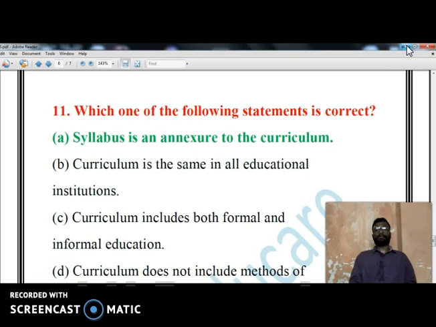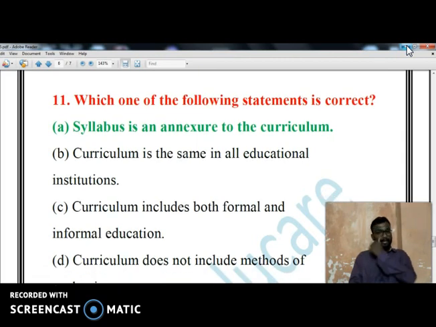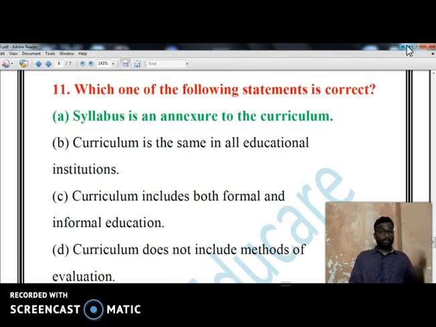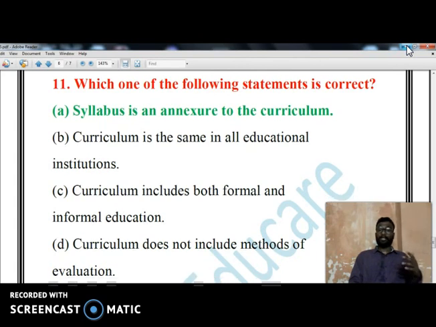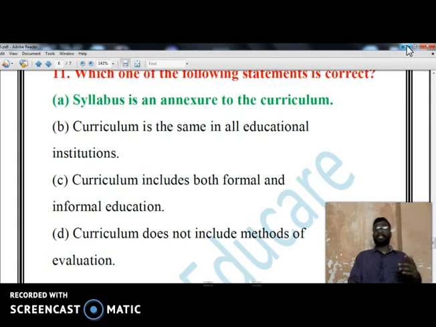Which of the following statements is correct? Syllabus is an annexure to the curriculum. Curriculum is the same in all education institutions. Not really, no. Curriculum includes both formal and informal education. Curriculum does not include the methods of evaluation. See, for the purpose of curriculum development, generally the syllabus will be considered. Based on the syllabus itself, the curriculum will be developed. For the purpose of development of curriculum, generally the syllabus is really required.